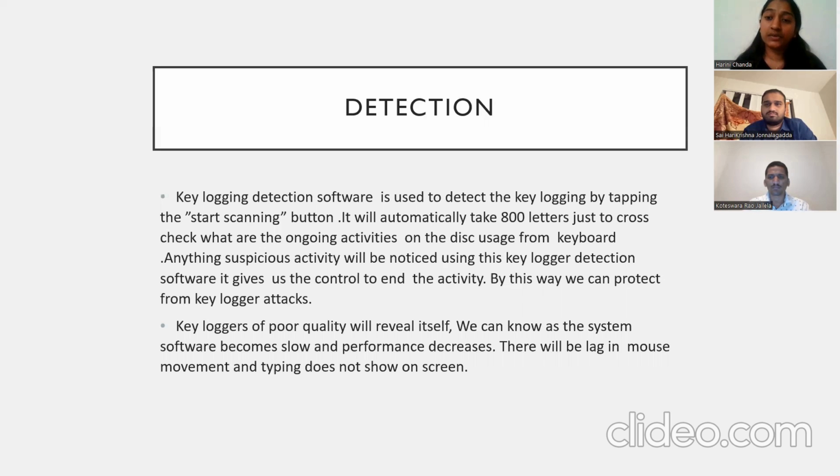Some of the keyloggers, which are of poor quality, will reveal themselves, and we can observe that by knowing that our system performance has decreased, and also there is a lag in the mouse, and whenever we type, the exact letters won't show on the screen. This is another method of how we can manually check that our monitor has been attacked.